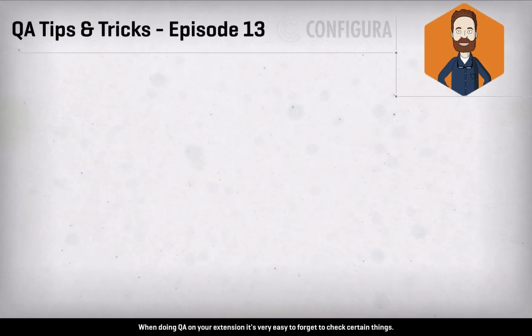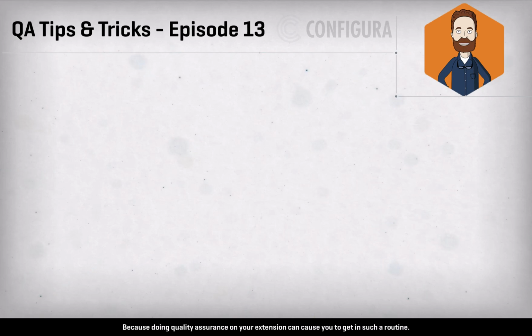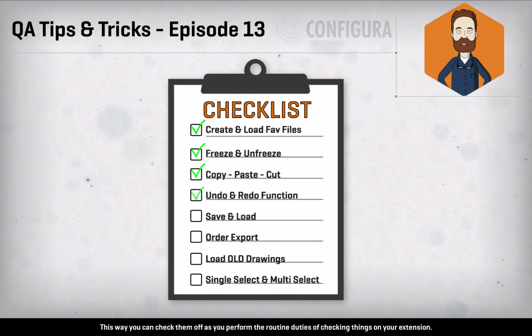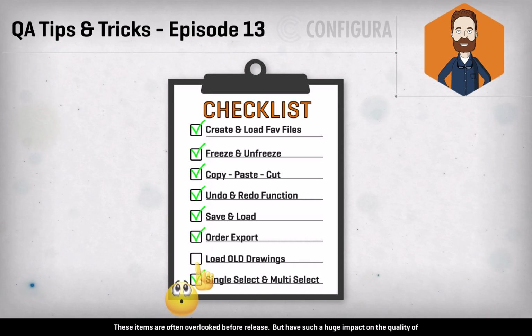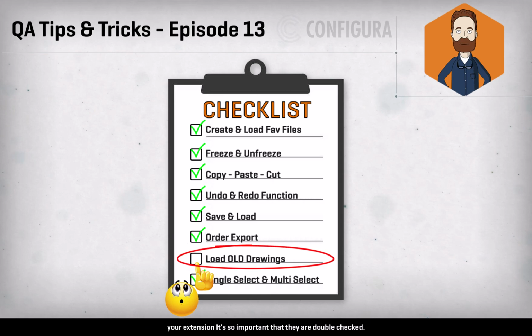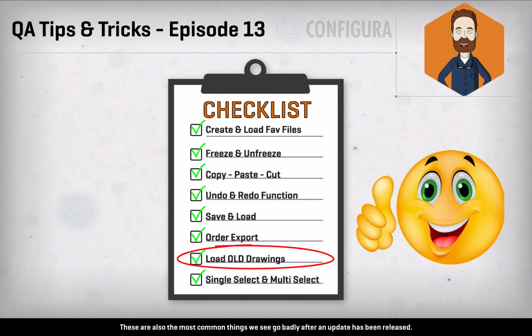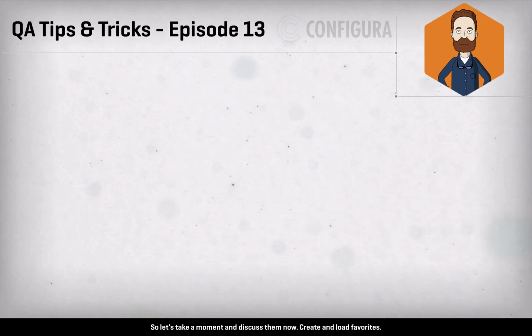When doing QA on your extension, it's very easy to forget to check certain things, because doing quality assurance on your extension can cause you to get in such a routine. It's helpful to have a checklist of things that you should always remember to check for. This way you can check them off as you perform the routine duties of checking things on your extension. These items are often overlooked before release but have such a huge impact on the quality of your extension, it's so important that they are double-checked. These are also the most common things we see go badly after an update has been released. So let's take a moment and discuss them now.